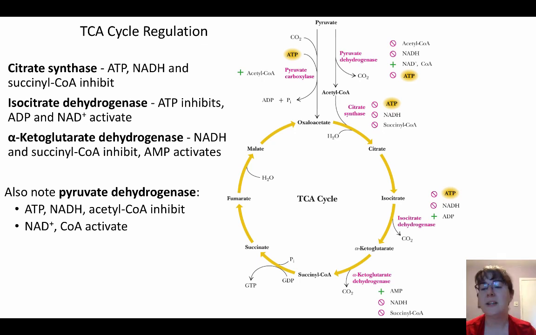Now it's time to talk about regulation. So we're going to talk about regulation actually in 4 places. 3 of those are in the TCA cycle themselves, as well as then pyruvate dehydrogenase. So we're going to talk about it in terms of citrate synthase, isocitrate dehydrogenase, alpha-ketoglutarate dehydrogenase, and then the pyruvate dehydrogenase. You can see all of those here in the diagram. Now what we're actually going to do is, since those are all regulated by similar molecules, instead of looking at these enzyme by enzyme, we're going to take a look at how they're regulated by the different factors.